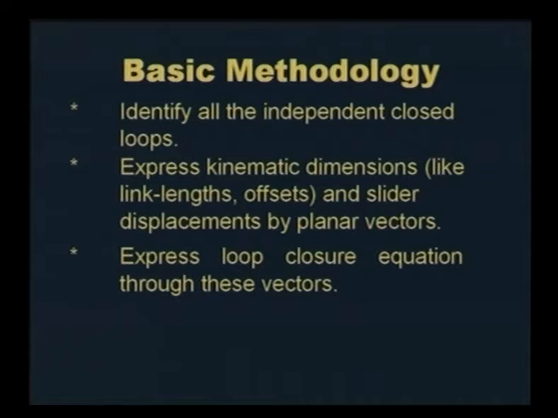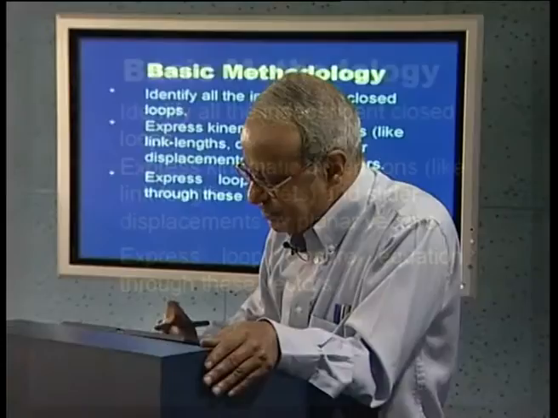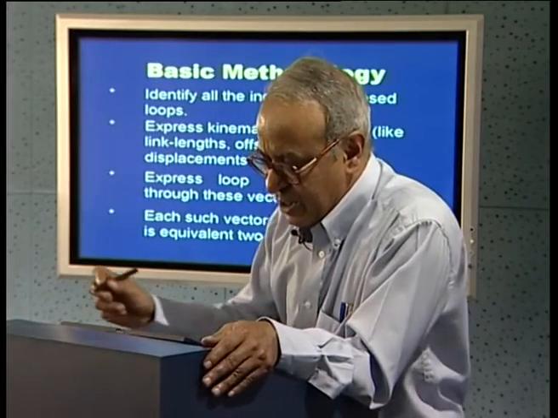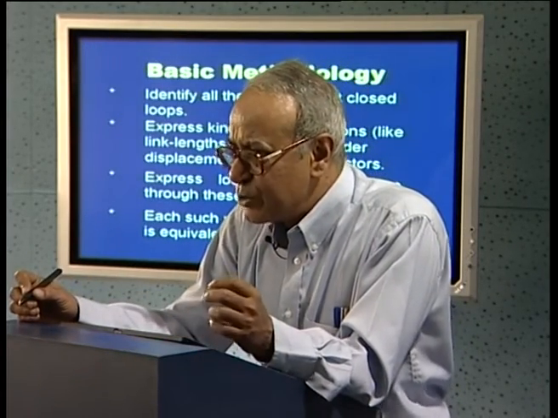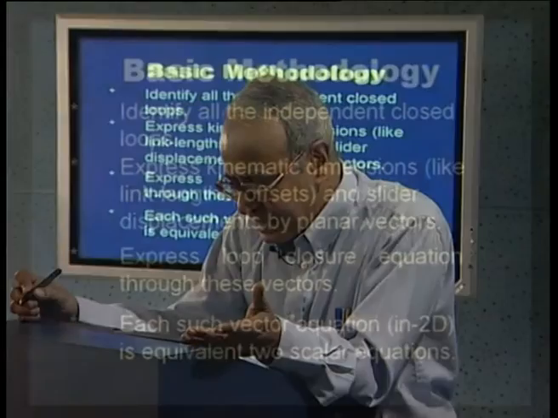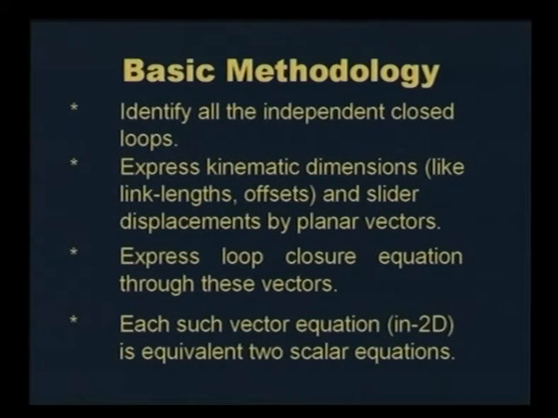Then the third step is to express, for every closed loop, what we call a loop closure equation in terms of these vectors. Now, each such vector equation in 2D, that is in planar linkages, is equivalent to two scalar equations. That means two unknown quantities can be solved.